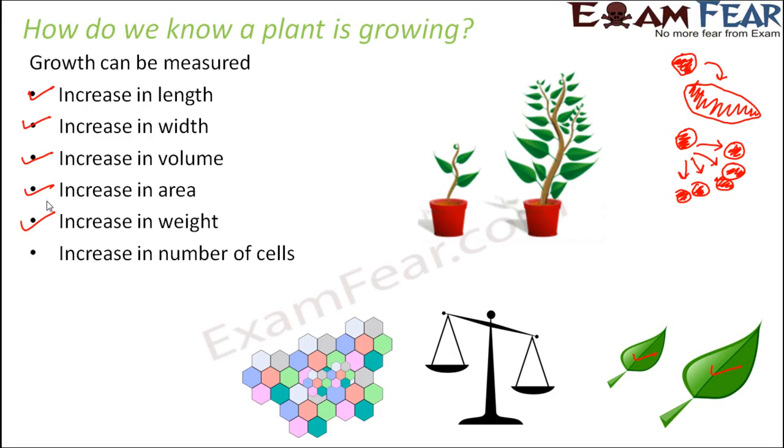Increase in the number of cells, as I said, by the process of cell division, more cells will be formed. When more cells are formed, of course, the plant is growing. Or cell enlargement, that is increase.